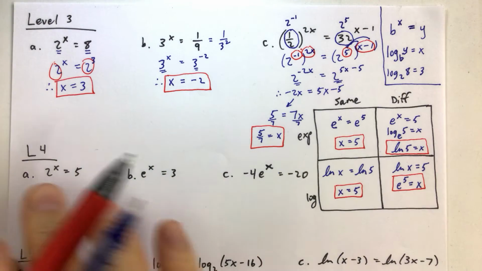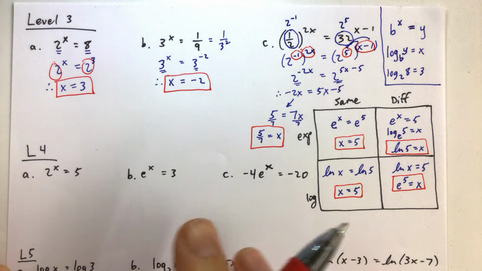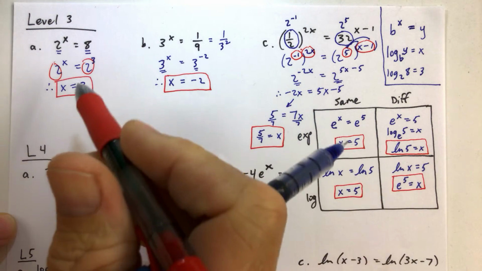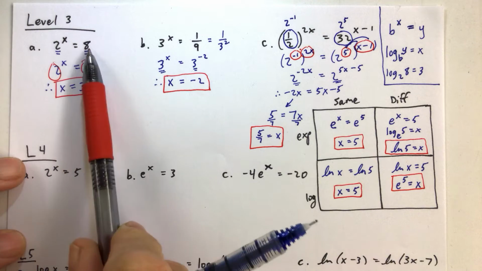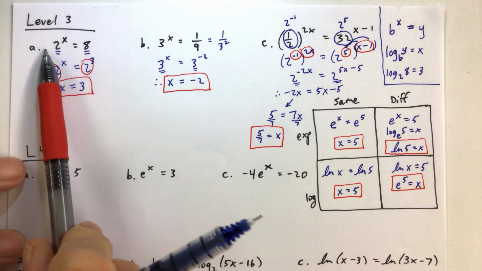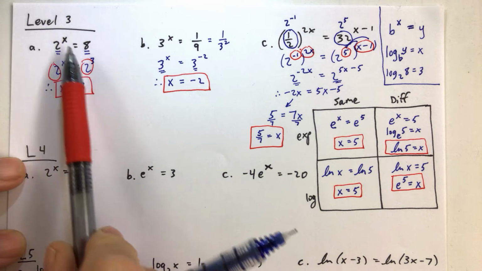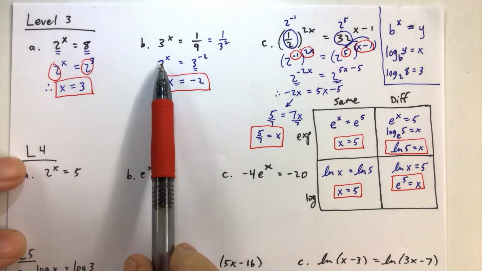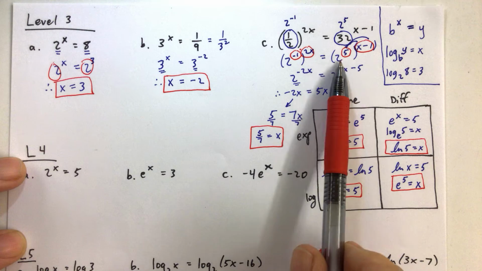So as we start working on these level 4 problems, I want you to notice the similarities between the level 3 and level 4 problems. The ones that we just finished in level 3 are all exponential equations that can be rewritten. Both sides of the equation can be rewritten as a power of the same number. So in problem A, we had powers of 2. Problem B, we had powers of 3, and then back again in powers of 2 in problem C.